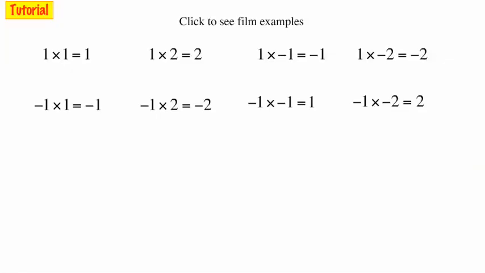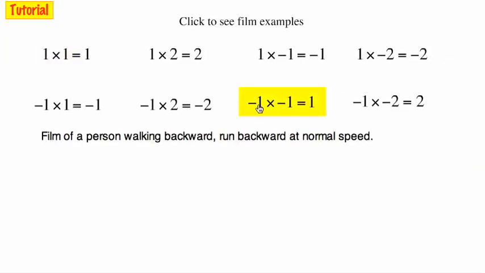Okay, that makes sense. So you get that? You have a film of a person walking backwards, and we're running that film backwards. So let's say they're walking backwards at -1 kilometer per hour. We run it backwards. We will see them going forwards at 1 kilometer per hour. Isn't that neat? Let's see that again.